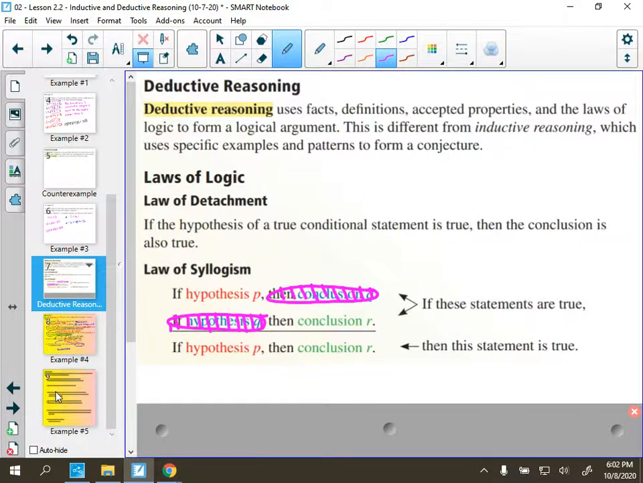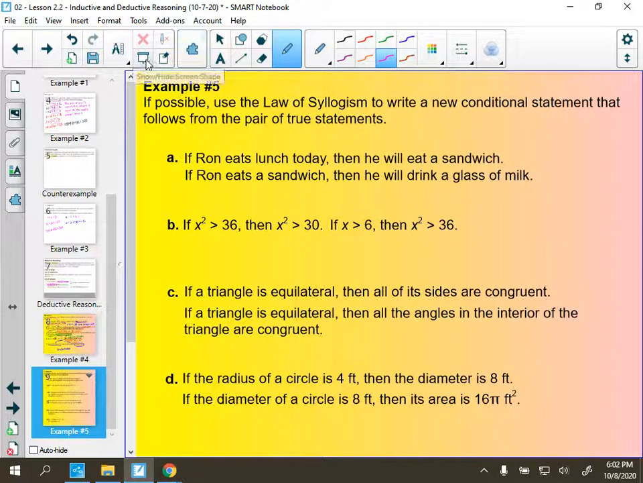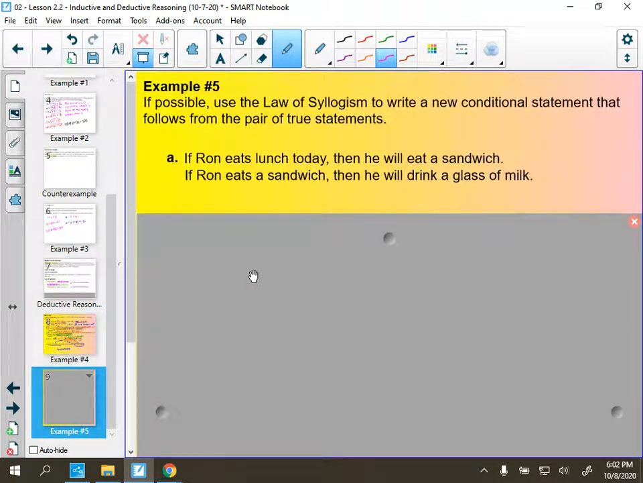Okay, so let's take a look. We'll do the same thing. We've got a couple of examples to go through. We'll look at a few that do work out, but it's the same kind of setup: if possible, use the law of syllogism to come up with a new conditional statement, which is kind of like our conclusion, okay? And it's telling us up here that these are a pair of true statements.